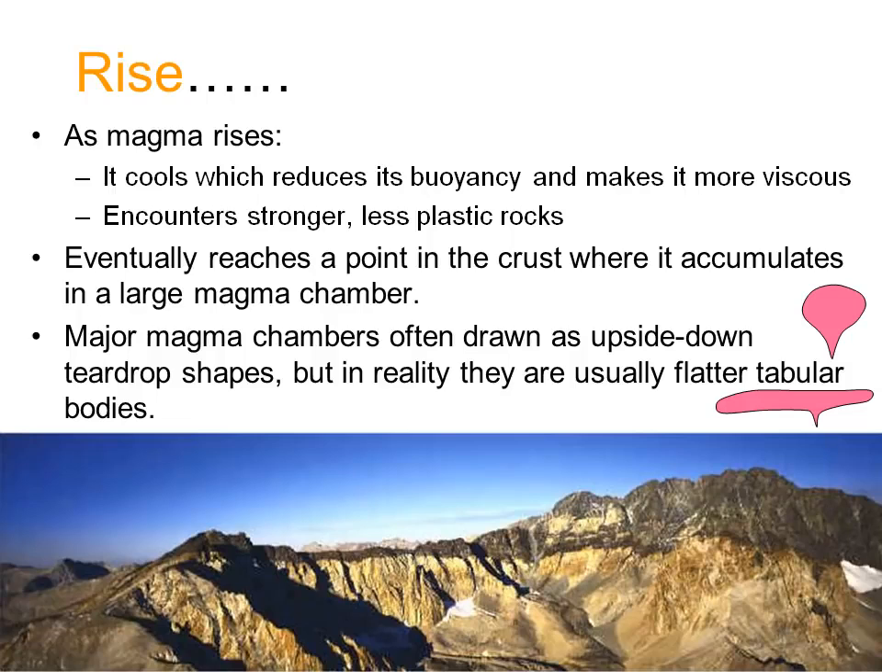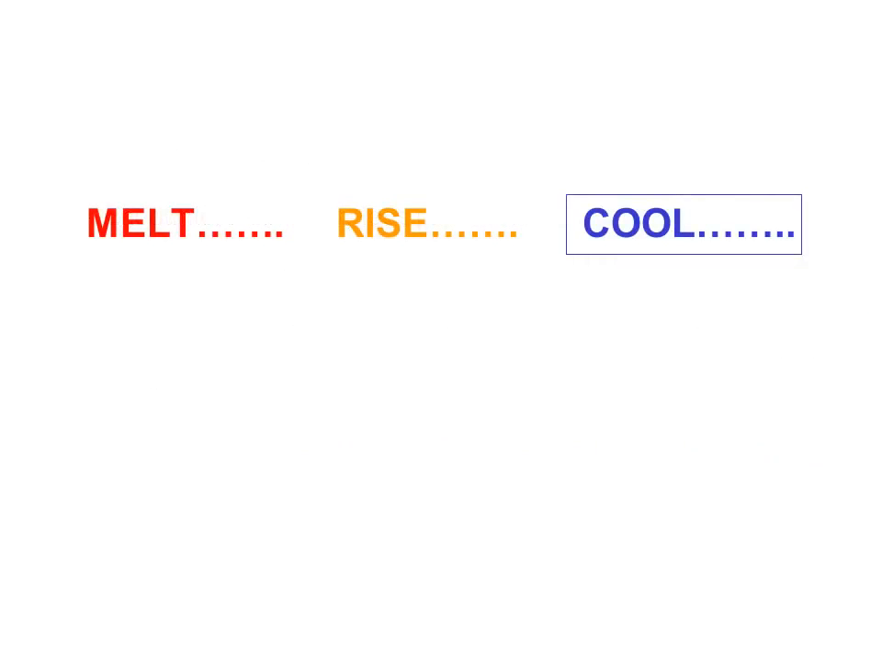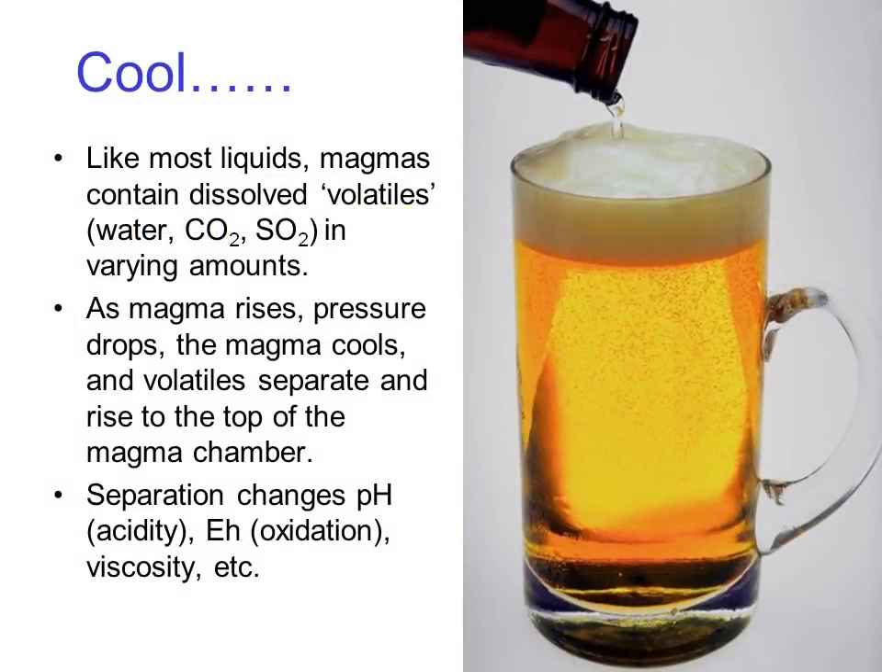Incidentally, magma chambers are often drawn as upside-down teardrop shapes, like the shape on the right of the image, but in reality they're usually flatter tabular bodies, like this one that has been exposed by erosion in the Sierra Nevada. Once the magma reaches the magma chamber and stops rising, it continues to lose heat to the surrounding rocks and the magma cools. Now we come to the importance of beer in understanding ore deposits.